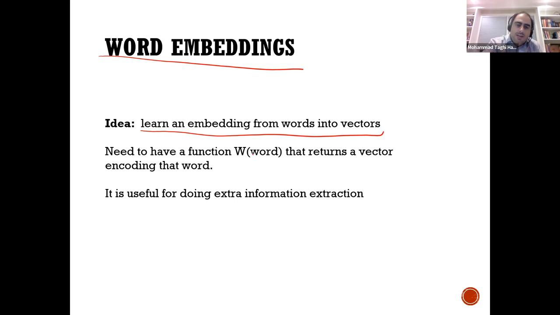So what do we want to do? We want to define some W that takes a word, in the context of some corpus, a corpus where we have a lot of data. From that, we want to learn for each word what the vector is that represents this word. There are some good properties of this that we will talk about. This will be useful for information extraction. And the generalization of this also gives us another way to represent a document as a vector.